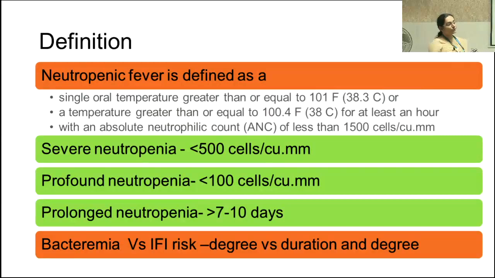The importance of knowing this is to predict which of your patients is going to be at high risk for bacteremic sepsis. The more profound the neutropenia is, the more chances that your patients will have a bacterial sepsis. Whereas the more prolonged it is, and the more profound it is as well, is when the patient is at more risk for an invasive fungal infection.